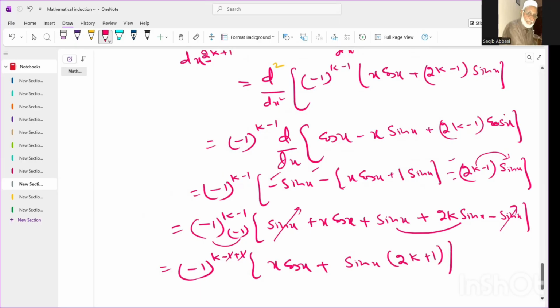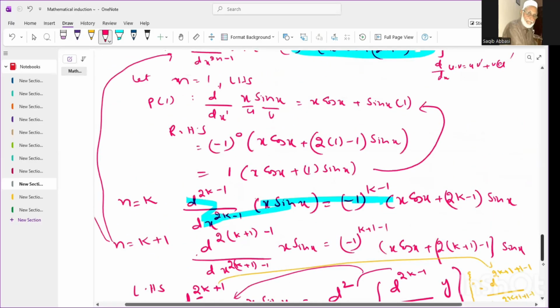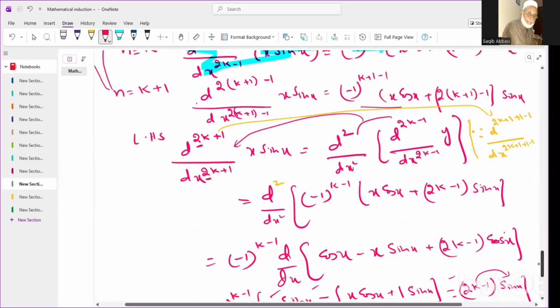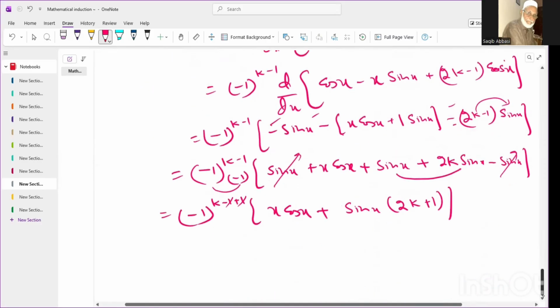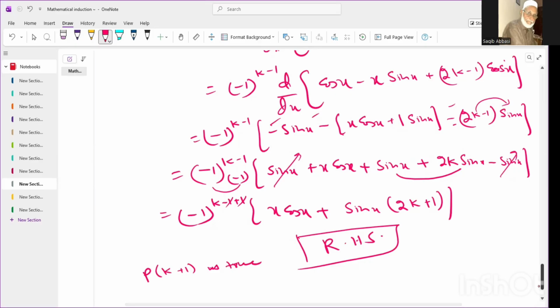So this is our required form. This is the same required form, so the left hand side is equal to the right hand side. This shows that we have completed this question and proved P(k+1) is true. So the three conditions are completed. We have proved this question by using mathematical induction. Thank you so much.